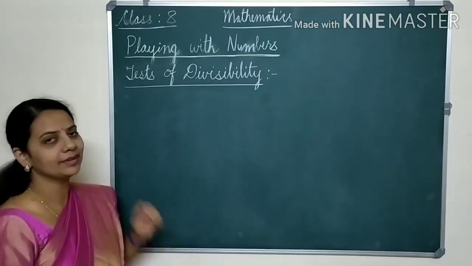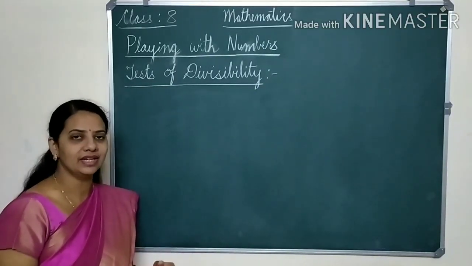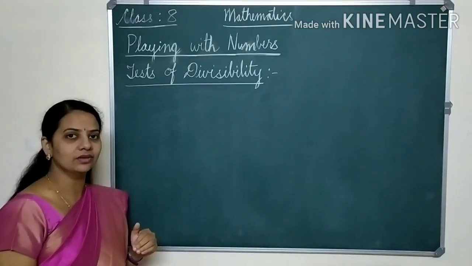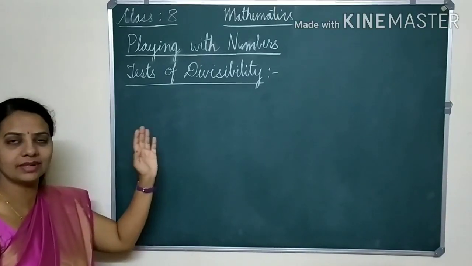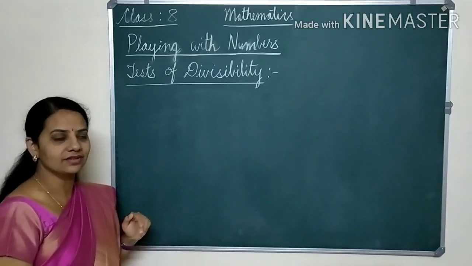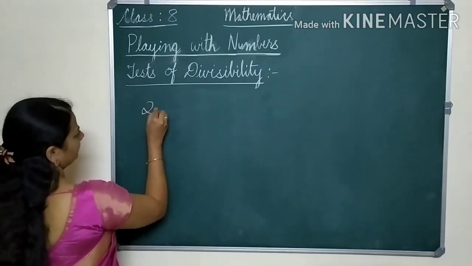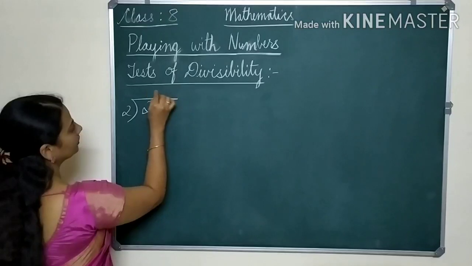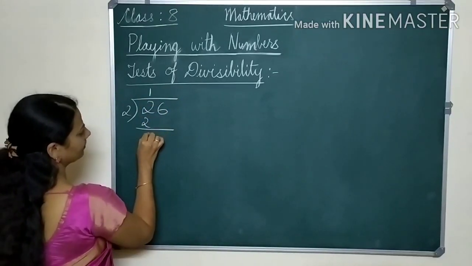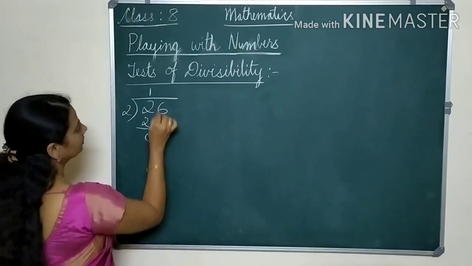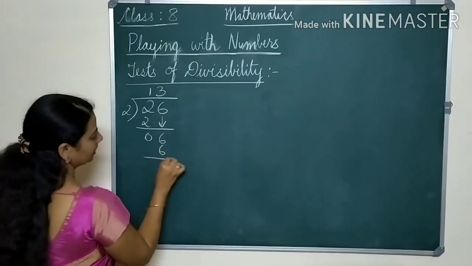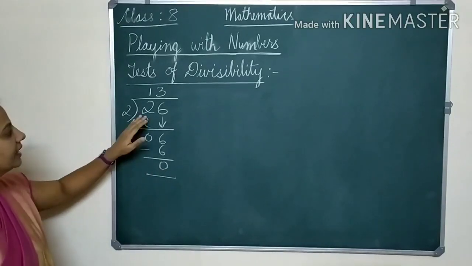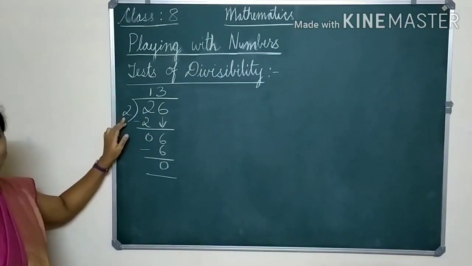What do you mean by divisibility? Say for example, you consider any number, divide that number by a divisor. If you get the remainder 0, then we say that particular number is divisible by the divisor. Say for example, 26. Divide this number by 2. 2 ones are 2. Take this 6 down. 2 3s are 6. You will get the remainder 0. So I can say 26 is divisible by 2.